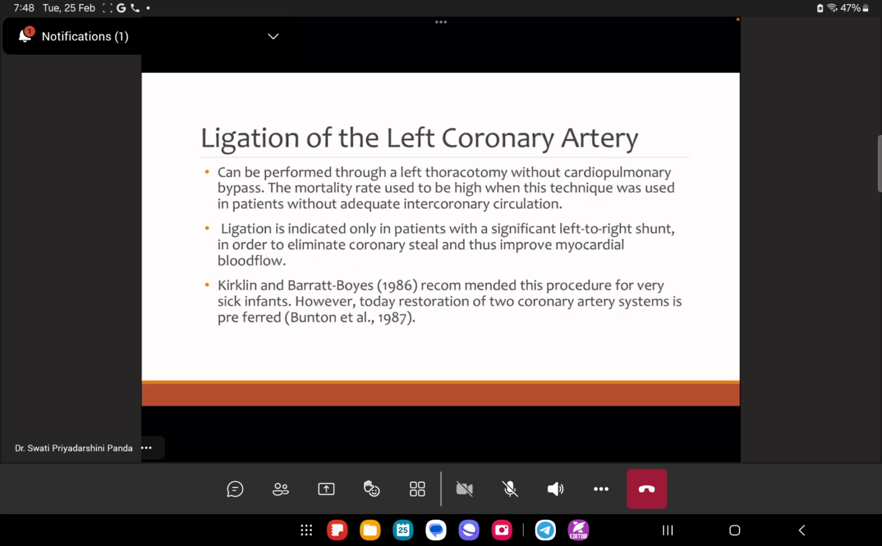Ligation of the left coronary artery can be performed through a left thoracotomy without cardiopulmonary bypass. The mortality rate used to be high when this technique was used in patients without adequate intercoronary circulation. Ligation is indicated only in patients with a significant left to right shunt in order to eliminate coronary steal and thus improve myocardial blood flow. Kitterman and Barrett-Boyes in 1986 recommended this procedure for very sick infants. However, today restoration of the two coronary artery system is preferred, as described by Ponton in 1987.